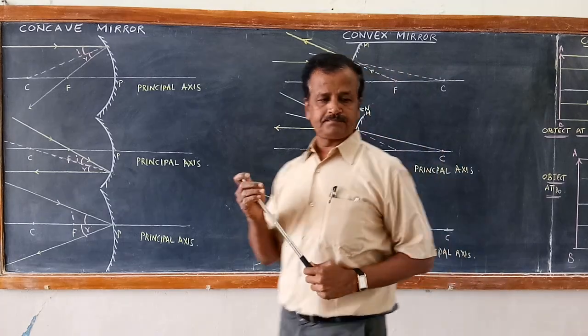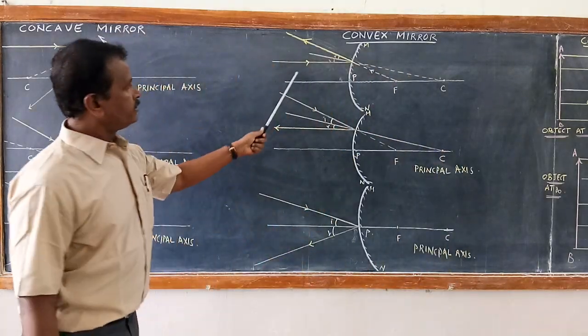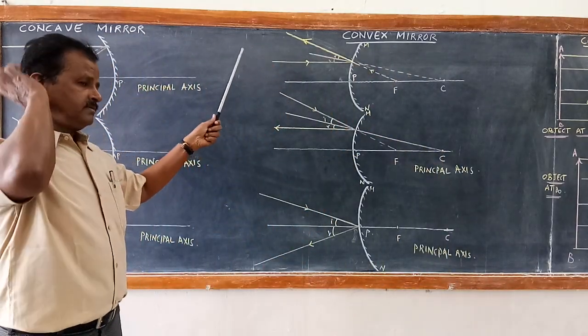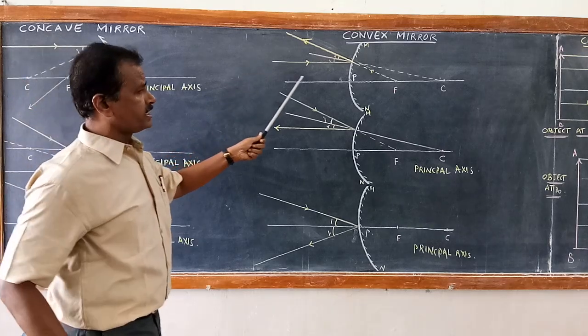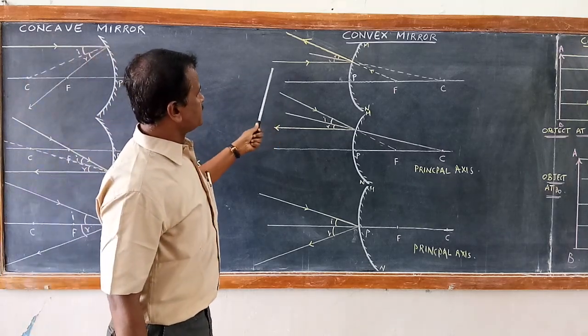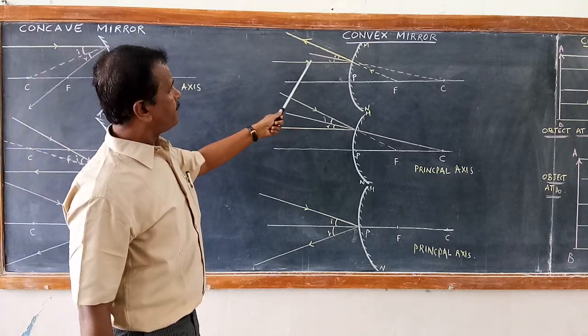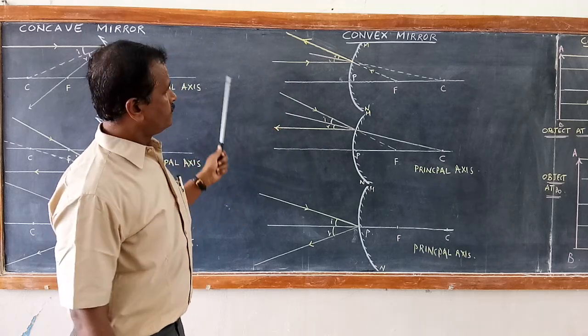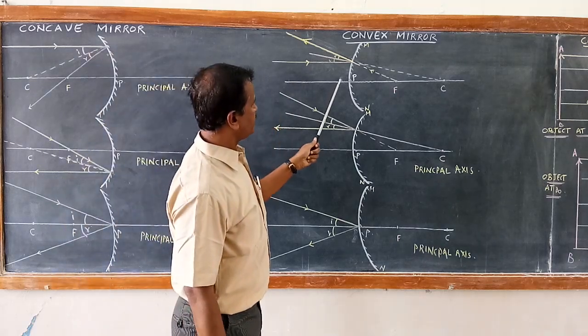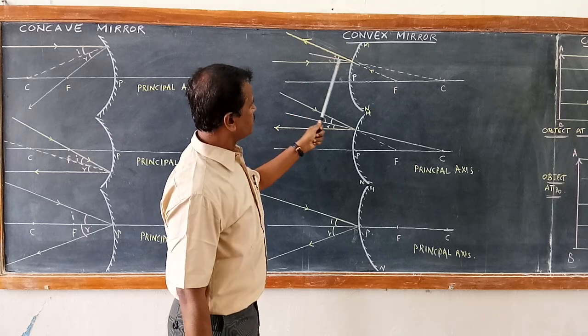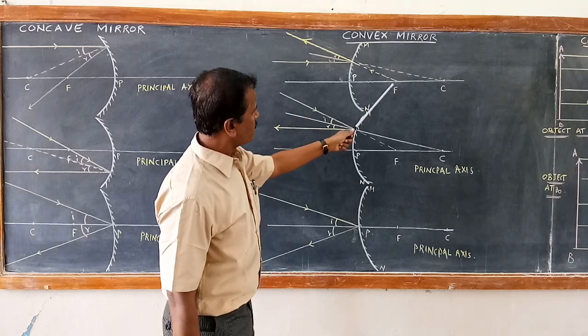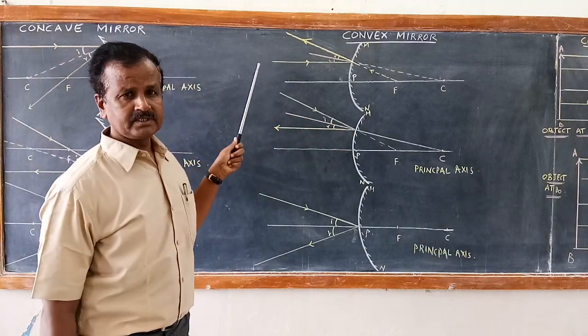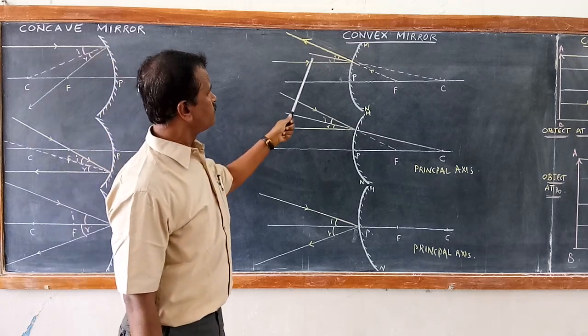Now let us see the convex mirror. When you see the convex mirror, the incident ray again is taken parallel to the principal axis. When the incident ray is parallel to the principal axis, after reflection, you see it appears to have emerged from the focus. It appears to have emerged from the focus.